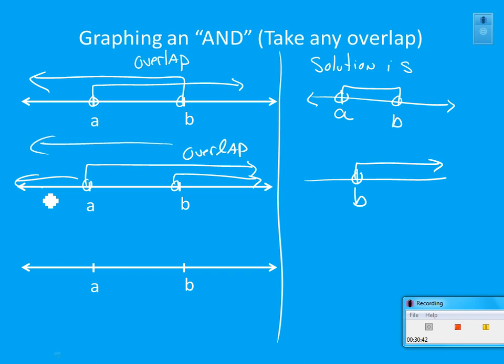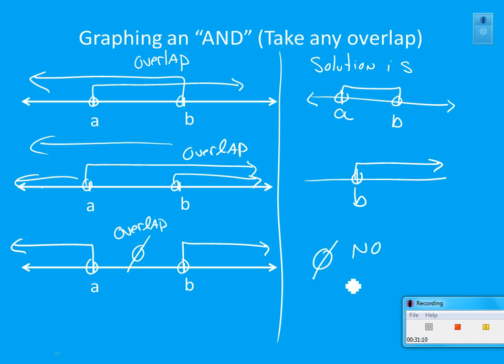Now, I did not do one of these during my original class examples, but you might do an AND statement, and then the arrows go the different way. So once again, you look for the overlap. If there's no overlap, there's no solution on an AND statement. So in this case, that or that. No solution.